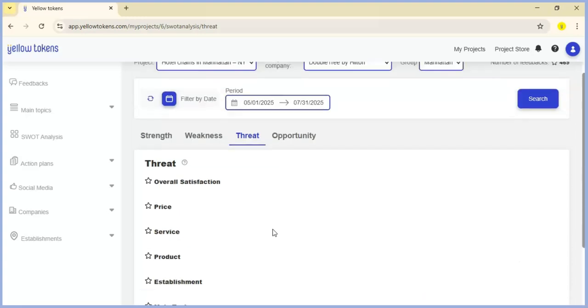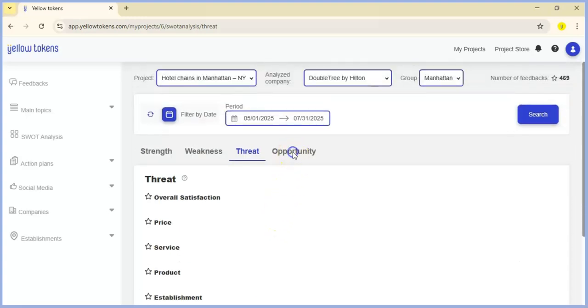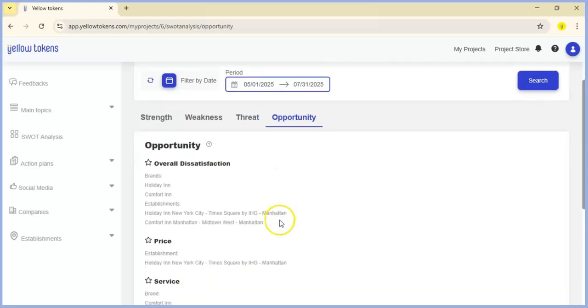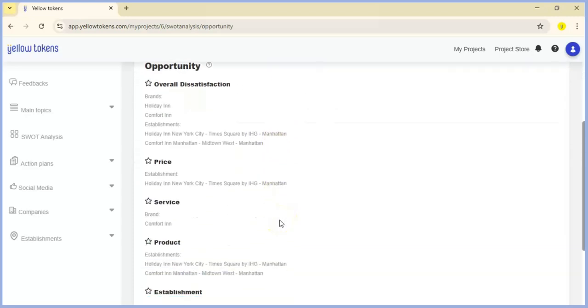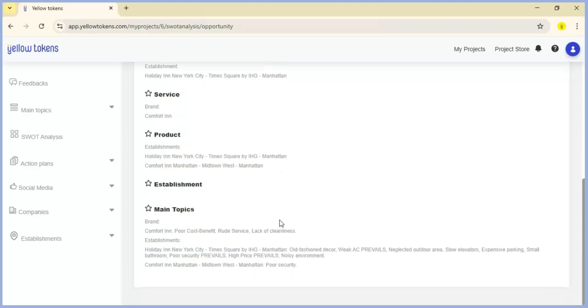Finally, explore the opportunity pillar. It reveals your competitors' weak points based on the complaints they receive. In other words, areas where you can stand out and gain market share.